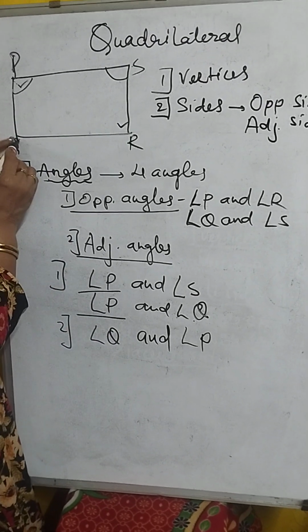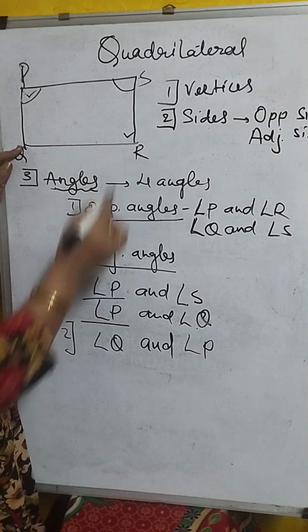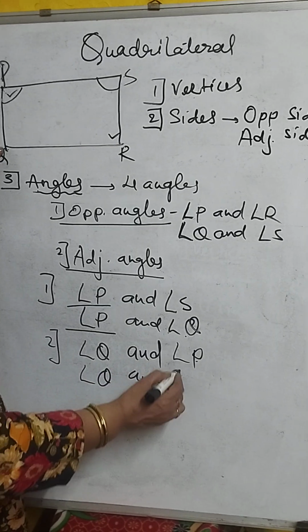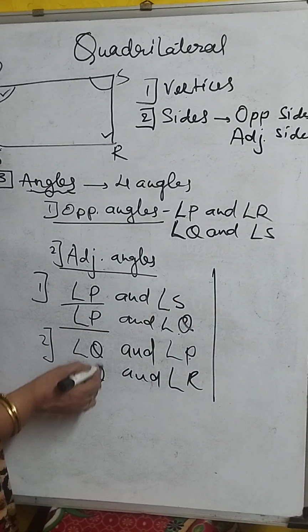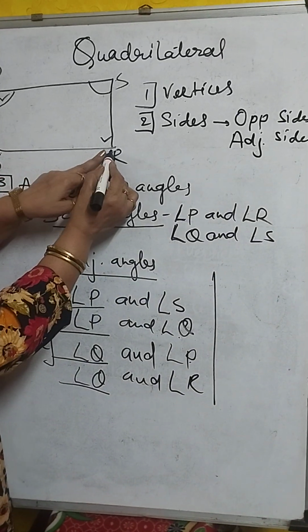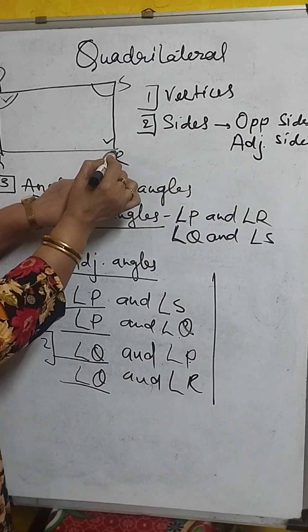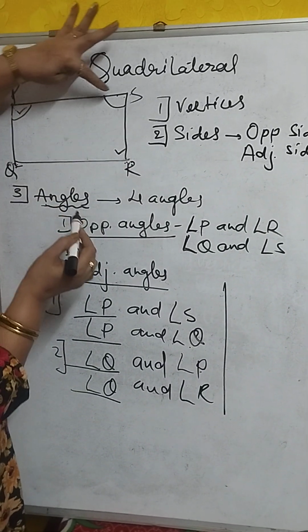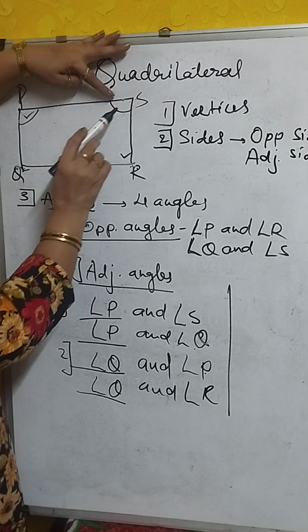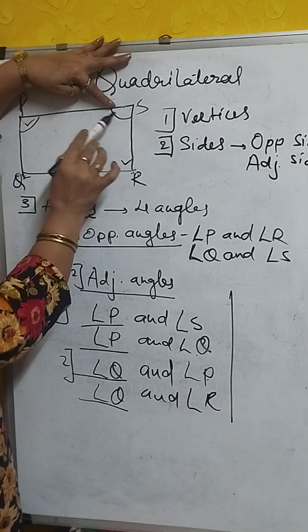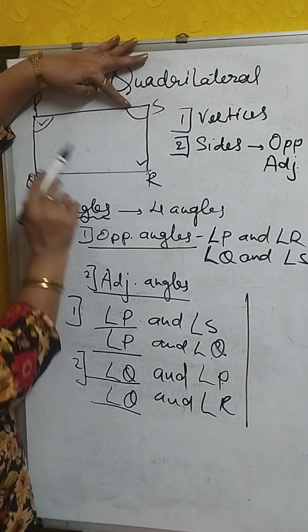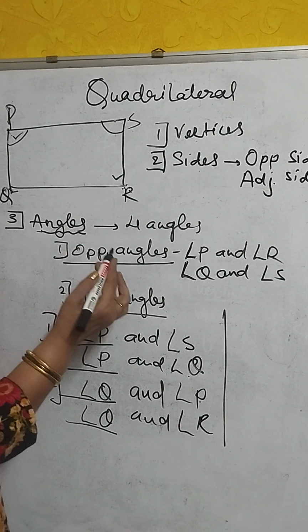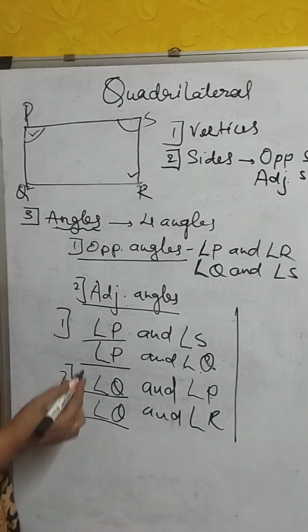Angle Q, if you consider, angle P and angle R. Angle Q: angle P, angle Q and angle R. Like this way, after Q, angle R comes. Then angle S: angle R and angle S. Angle R and angle Q. Now which is the remaining last one? Angle S. For angle S, which is the adjacent angle? Angle S and angle P adjacent. Angle S and angle R adjacent. Like this way, we have covered three parts of the quadrilateral.